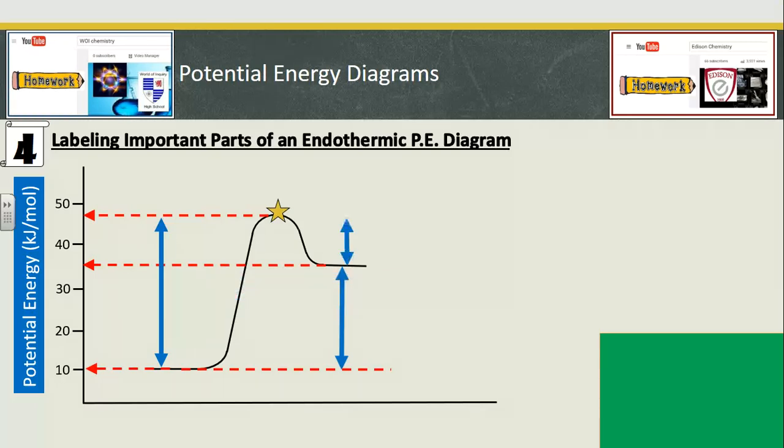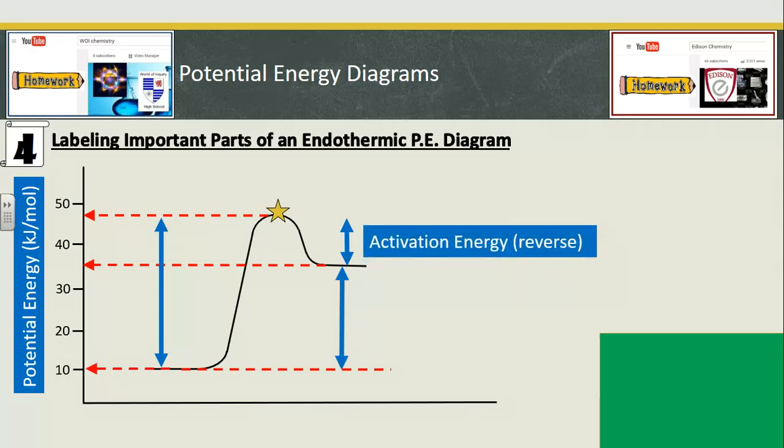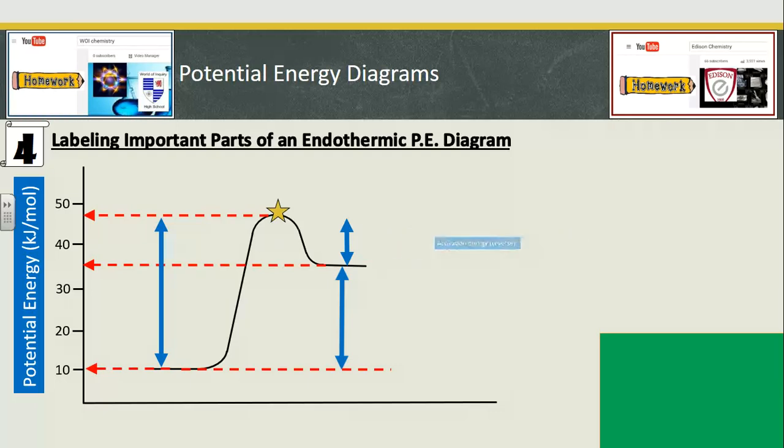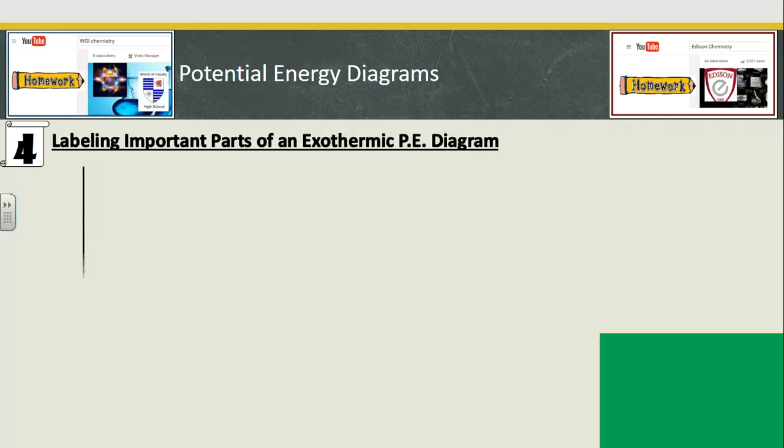If you were to label up this tiny little gap here, that would be the activation energy for the reverse reaction. If we were running this reaction backwards, it takes less energy to get to the top of the activated complex. Now, I think there's one more thing we need to put in here.